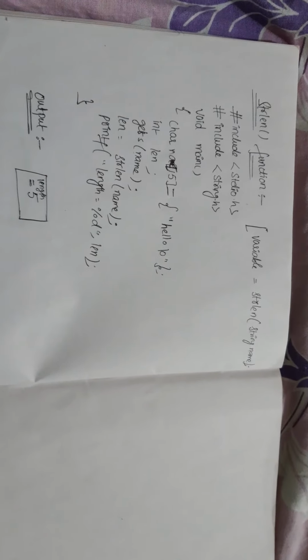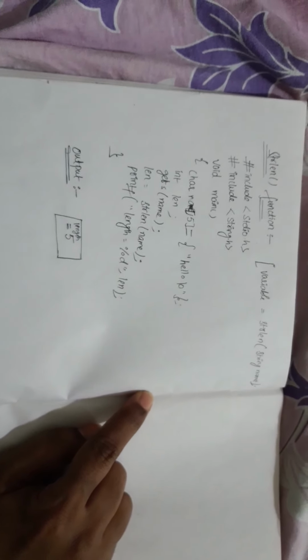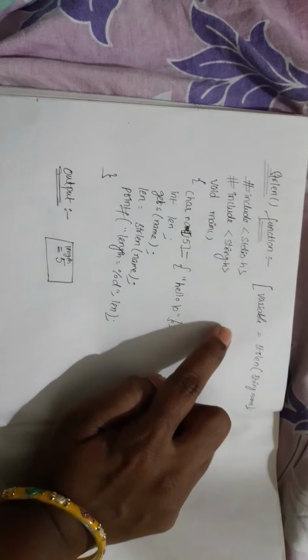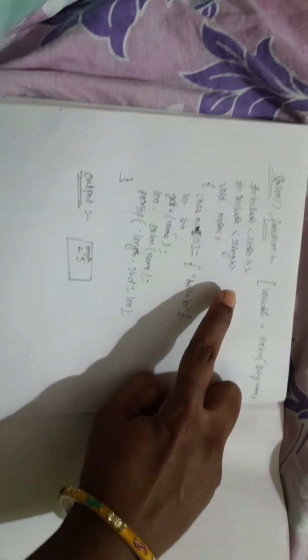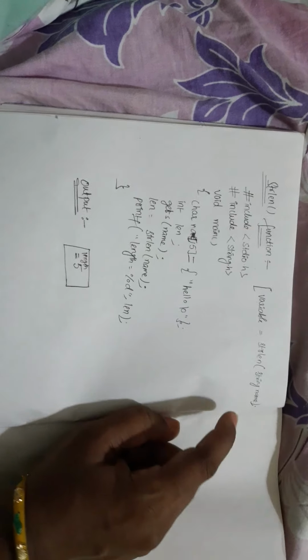So what is the syntax for the string length? That is a variable; you can assign any variable. Variable name is equal to strlen, and it is going to take one parameter, that is the name of the string. So let us begin how you can find the length of a given string. If you are going to use any functions of the strings, then you need to include the header file, that is string.h.